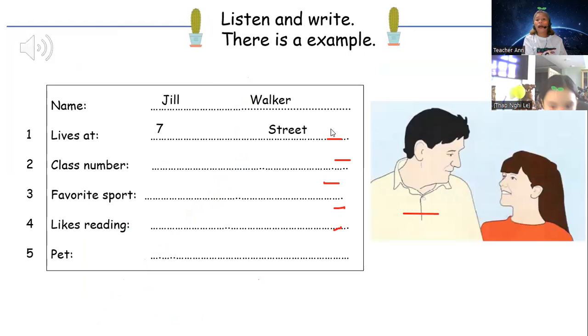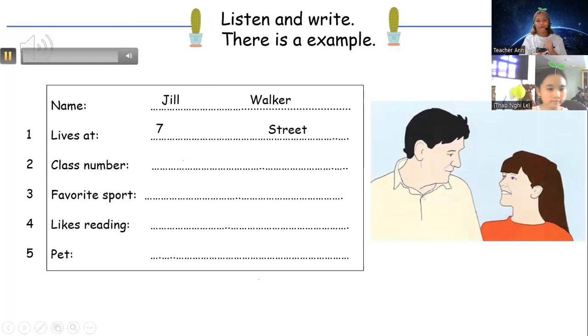Okay, you will write your answer here. This one. You will write your answer in this box, in the lines. Okay, this lesson is about Jill Walker. The name of the girl is Jill Walker. Please listen and write the correct answer in the blank, in the space. Okay? Ready? Part 2. Listen and look. There is one example.